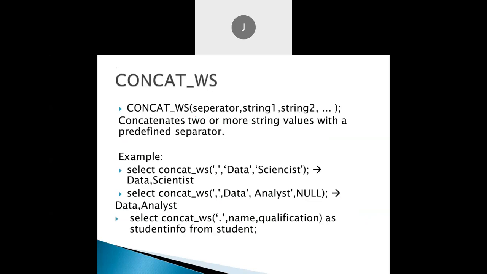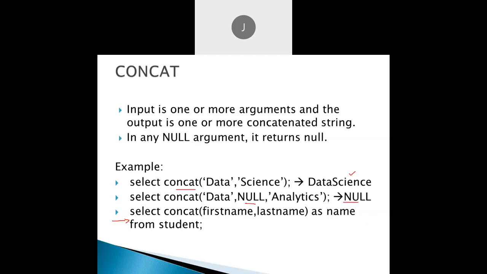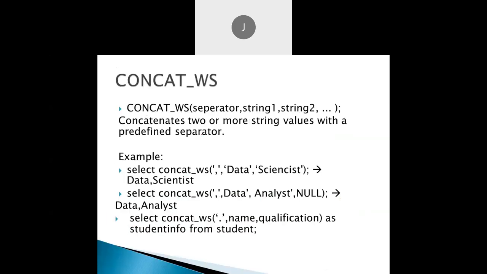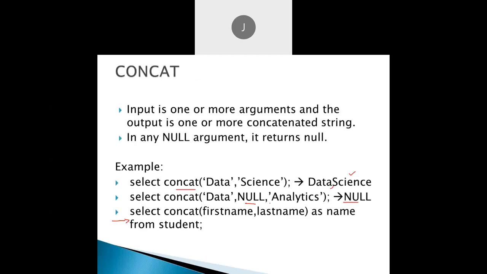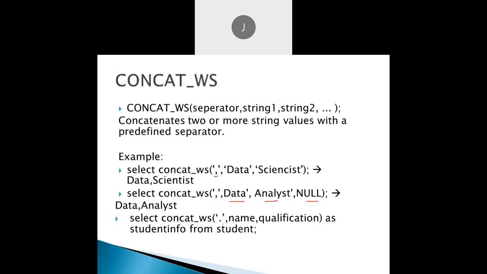Okay. So CONCAT_WS is with a separator. Whatever we are concatenating, if you want to give a separator like data comma science or first name comma last name, then you can use the WS. WS is a word separator. You can give the separator as the first argument, and then the two strings you want to concatenate. Concatenate two or more strings with the predefined separator. So concat_ws with comma, data, scientist, will give the output as data comma scientist. In concat_ws, if there is a null value, it is ignored and it will give only the other arguments, whereas in concatenate, if null is present, the output will be null only. So you will use it accordingly.